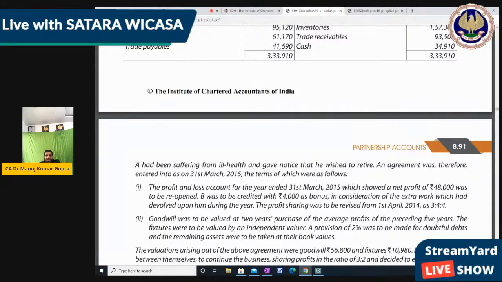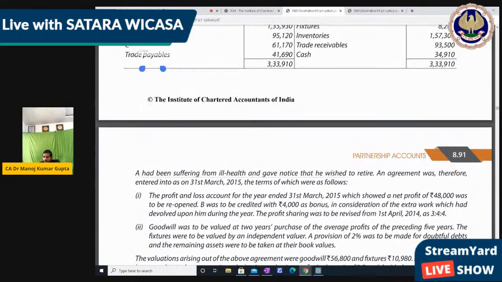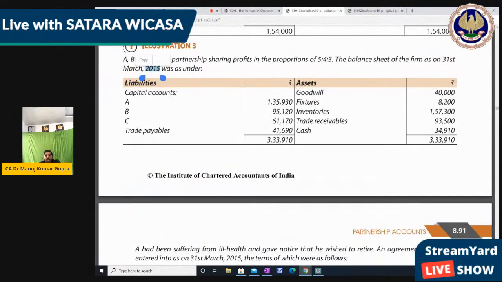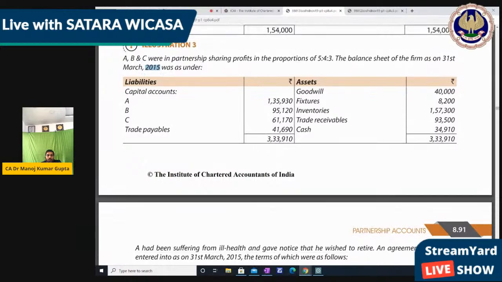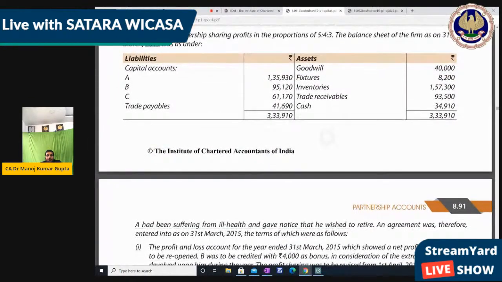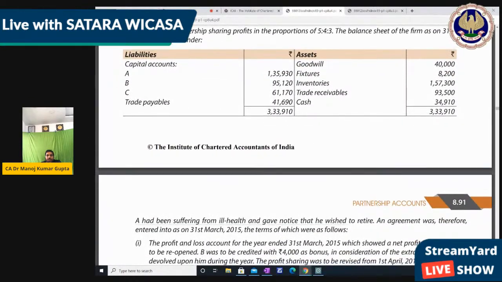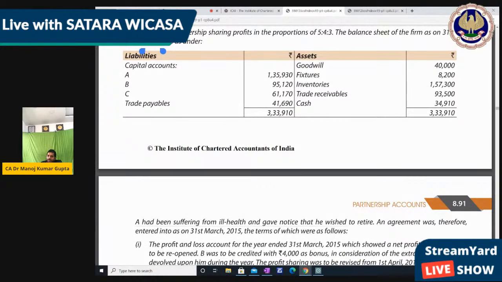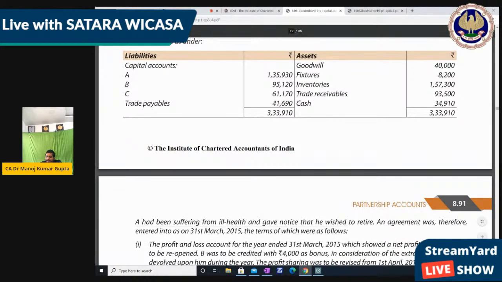Means the previous profit sharing ratio is, what is the previous profit ratio? It is 5:4:3. They want to revise it. 5:4:3 is to be revised to 3:4:4. Means the previous ratio is 5:4:3, now the new ratio is 3:4:4.